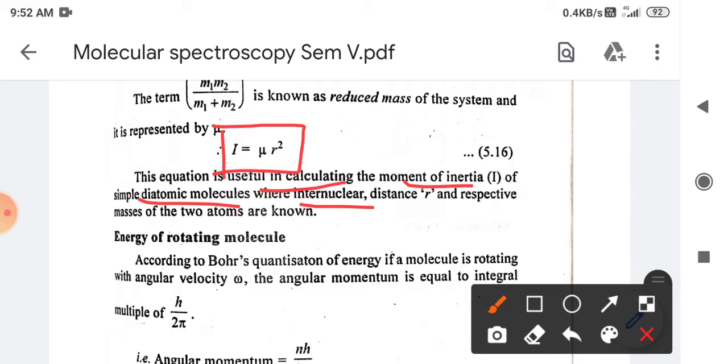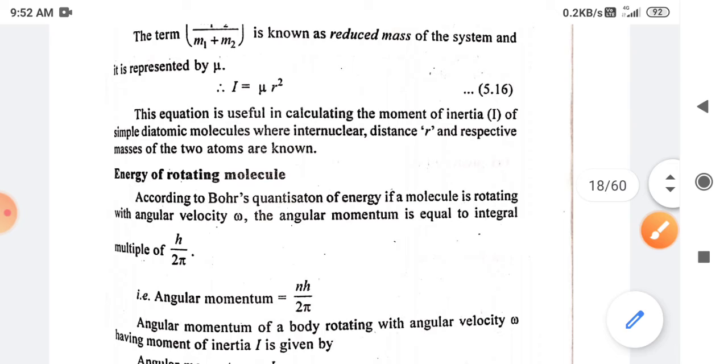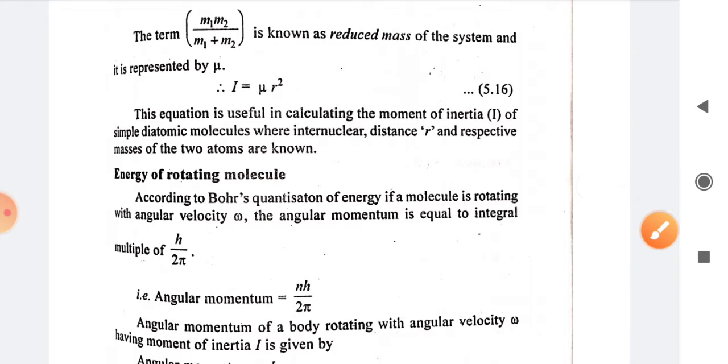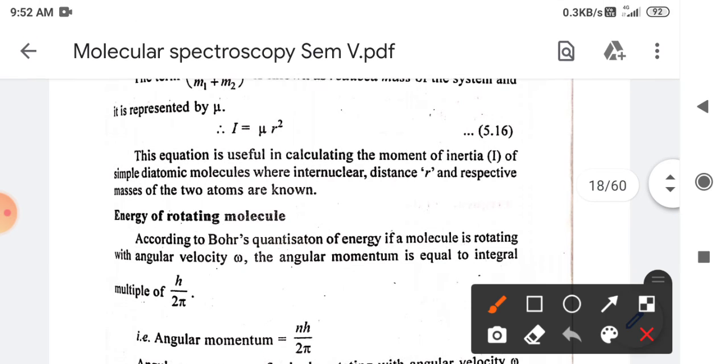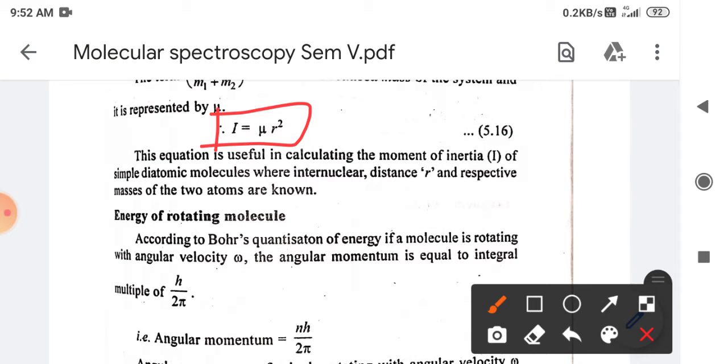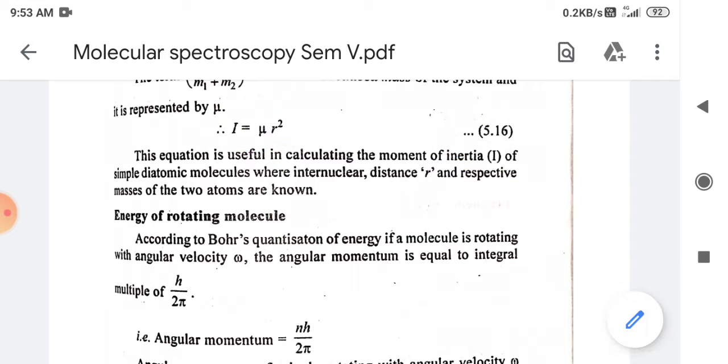the internuclear distance r and the respective masses of the two atoms are known, and the vibrational motion is being restricted. So these are the important equations for the rigid rotor. Just keep in mind this final formula. For normal motion, we can calculate the moment of inertia by M r square. But for the rotational motion, instead of this mass, we are taking the reduced mass. That is the only change.